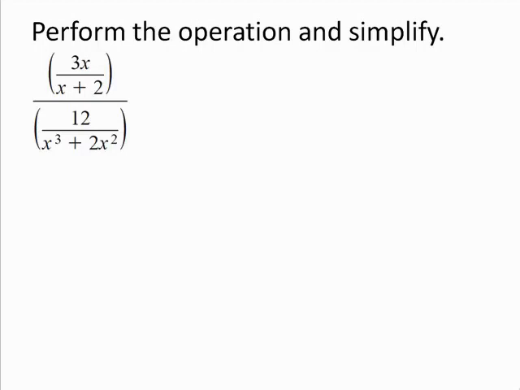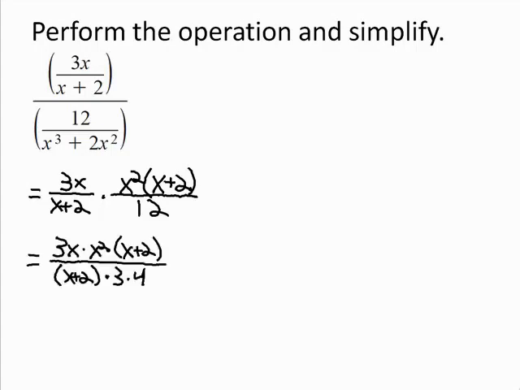Perform the operation and simplify. The quantity 3x divided by x plus 2, divided by the quantity 12 divided by x cubed plus 2x squared. When dividing by a fraction, invert the divisor and multiply. Also factor an x squared out of x cubed plus 2x squared. You can now multiply the numerators and denominators. Factor 12 into 3 times 4. There is the quantity x plus 2 and a 3 in both the numerator and denominator, so they cancel out. You are left with x cubed divided by 4.